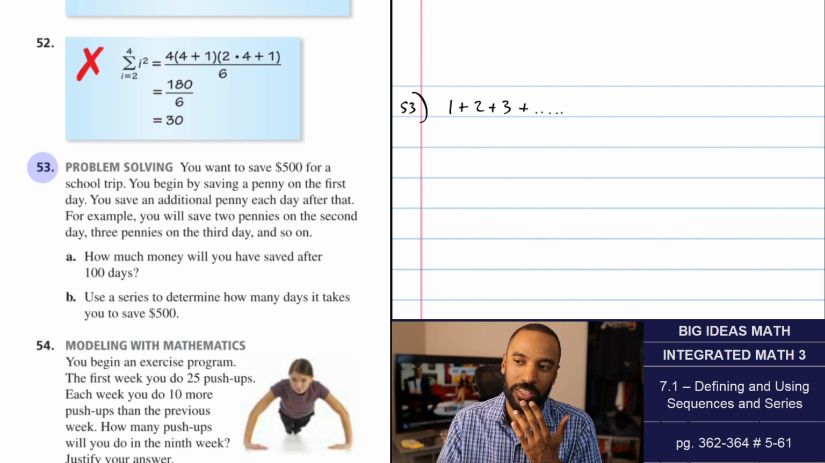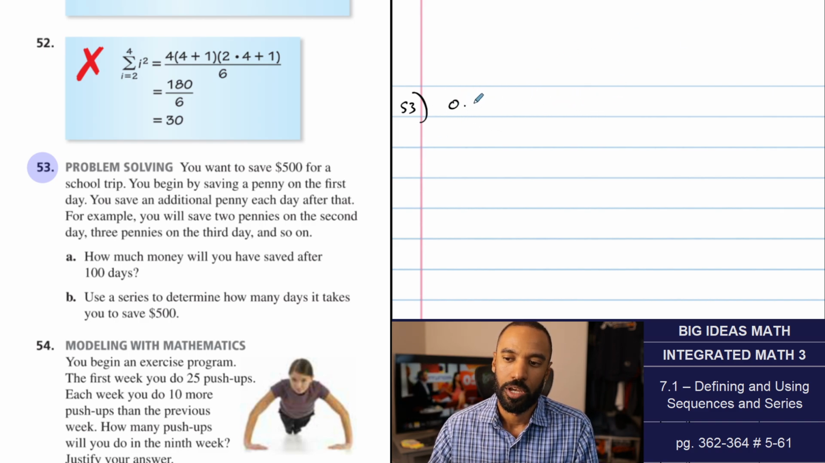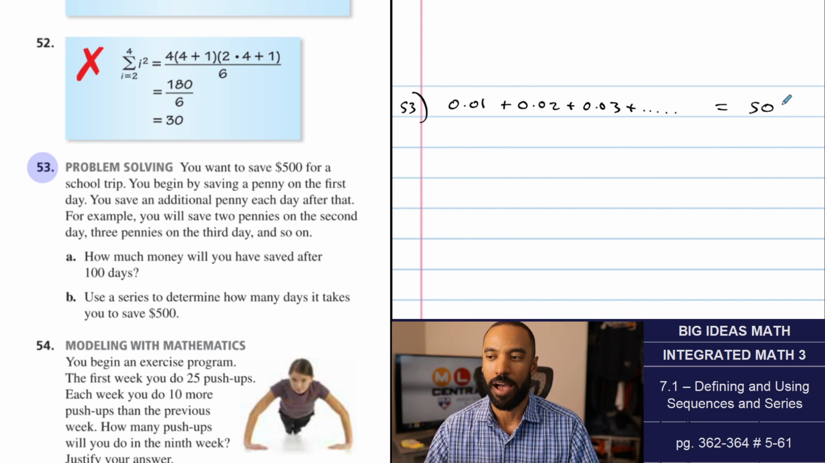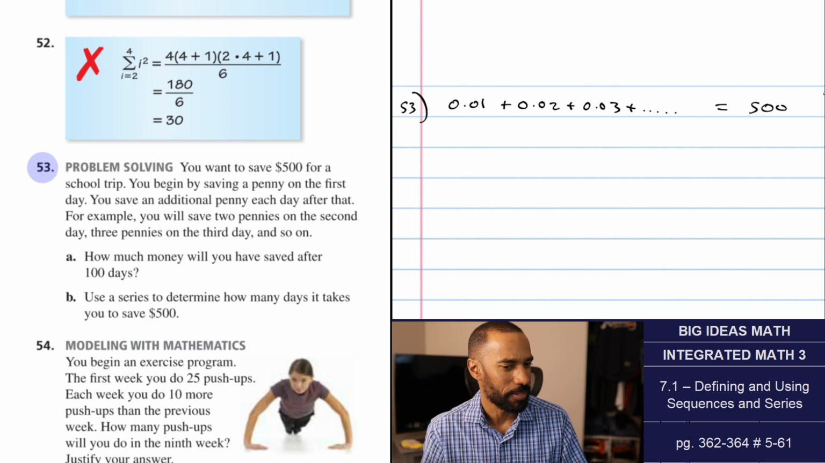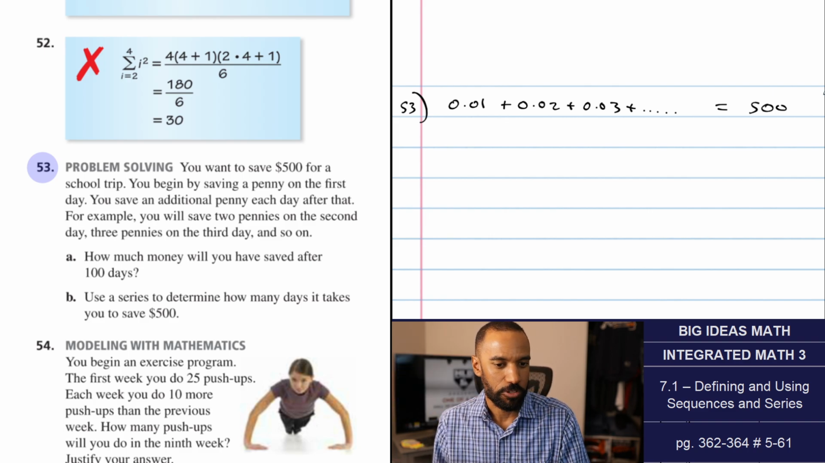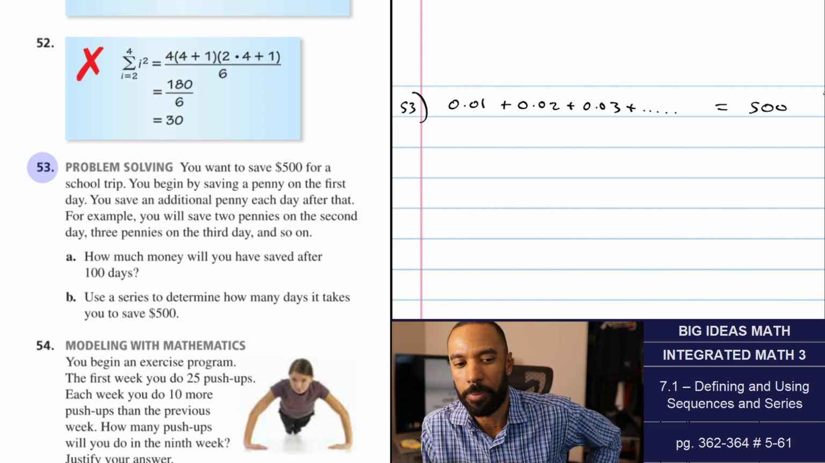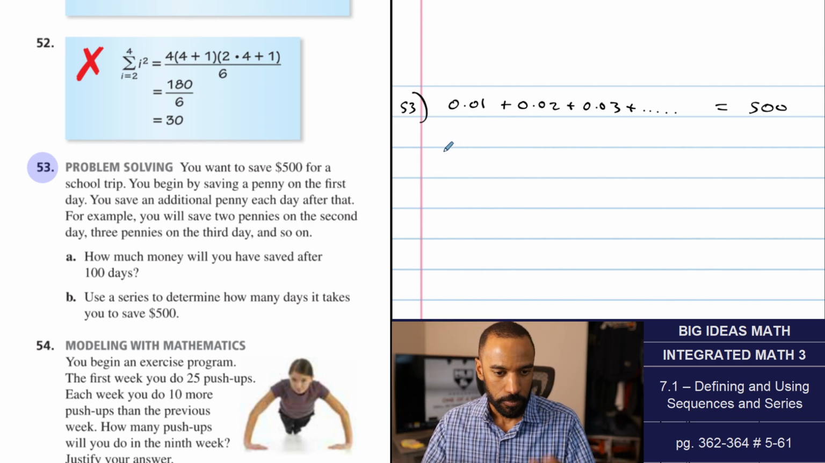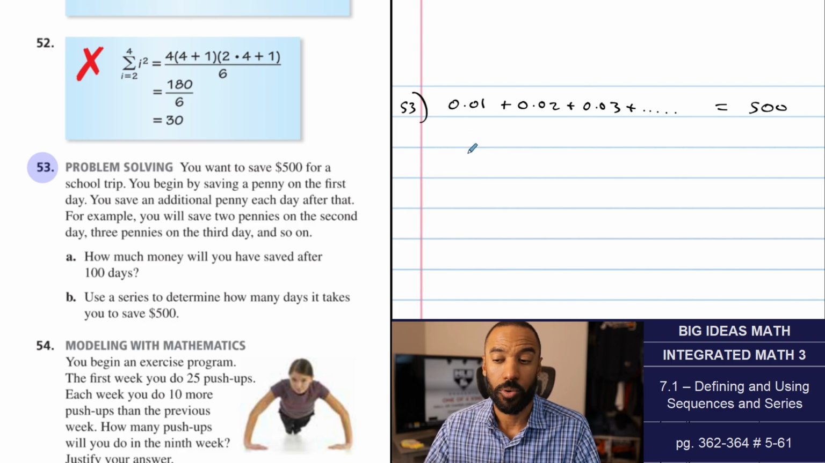Actually, should I write it? Let's do decimal values: 1 cent, 2 cents, 3 cents, and so on and so forth. Now we have to make this sum equal 500. That's now in terms of dollars, I think. How much money will you save after 100 days? Use a series to determine how many days it takes you to save $500. Okay, how much money do you save after 100 days?